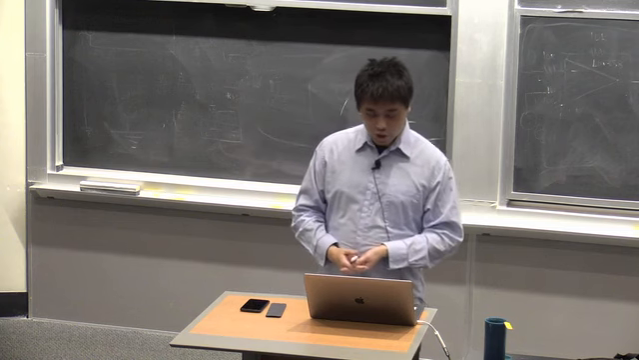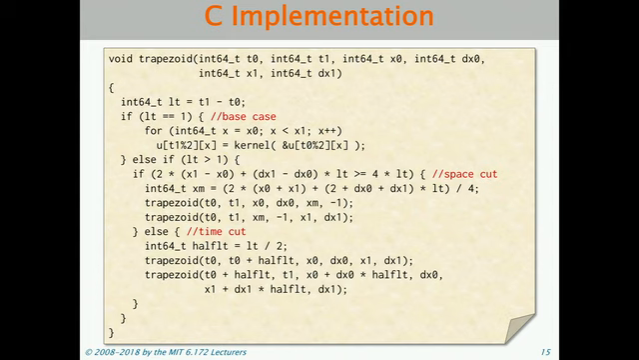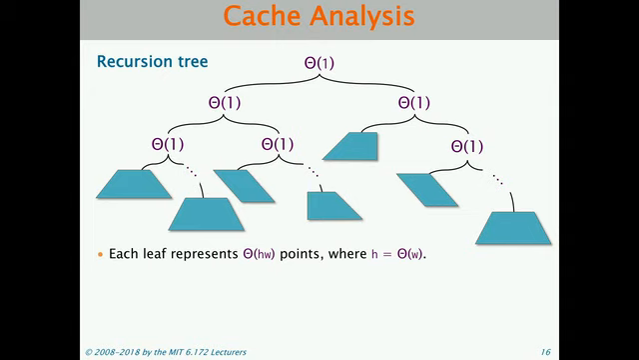Okay, so let's analyze the cache complexity of this algorithm. Again, we're going to use the recursion tree approach that we talked about last time. Our code is going to split itself into 2 subproblems at every level until it gets to a leaf. Each leaf represents theta of HW points, where H is theta of W. So H is the height, W is the width, and we have the property that H is equal to theta of W because of the nature of the algorithm.